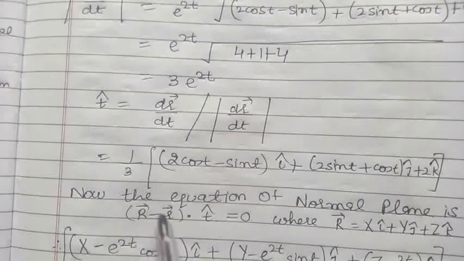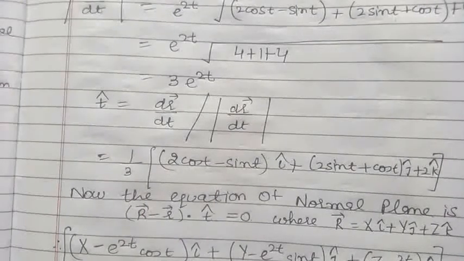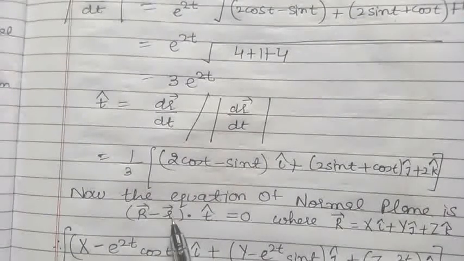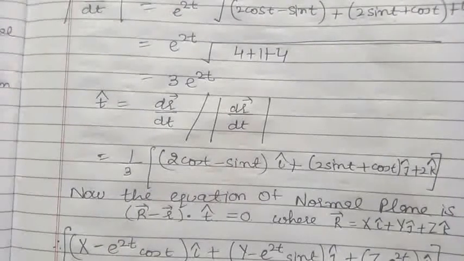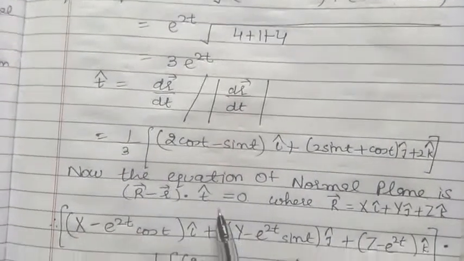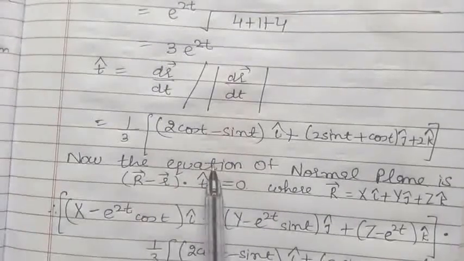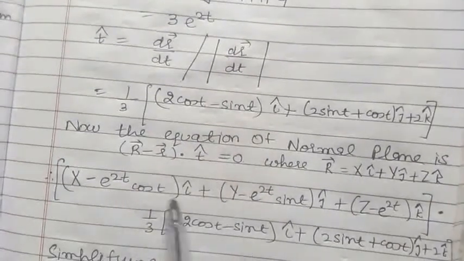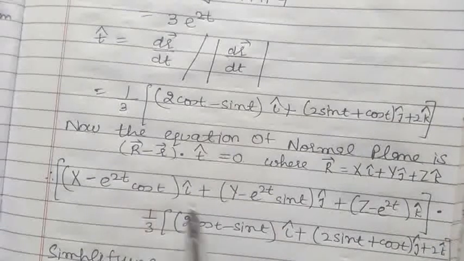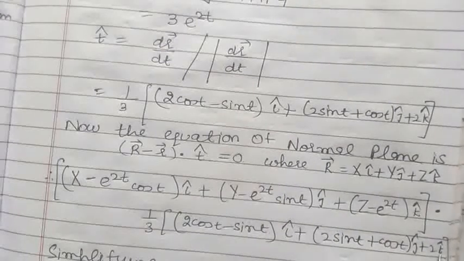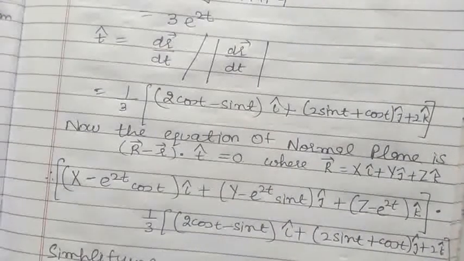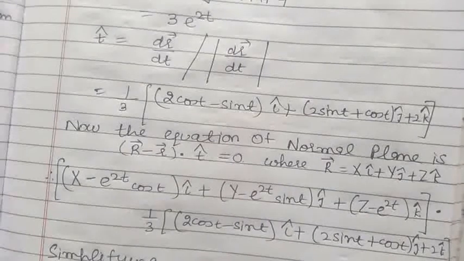Now the components of vector R were capital X, capital Y, capital Z, and the components of the vector small r were e raised to the power 2t cos t, e raised to the power 2t sin t, and e raised to the power 2t. Substituting the values of these components and the components of vector t cap here, we get this dot product equal to 0. Now we can do the dot product. i dot i is 1, j dot j is 1, k dot k is 1, and now we can simplify this expression to get the equation of the normal plane.